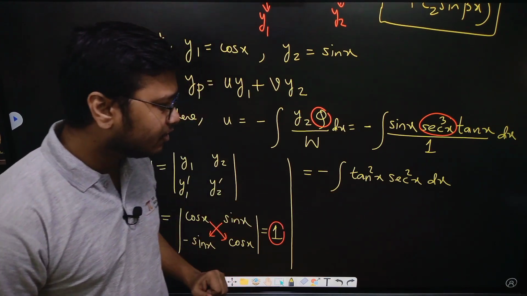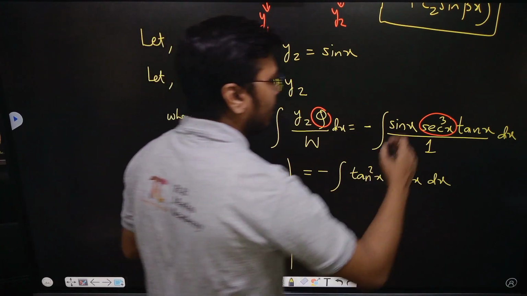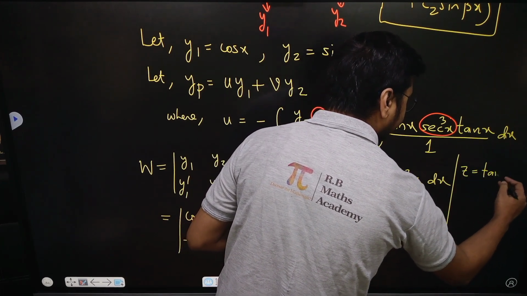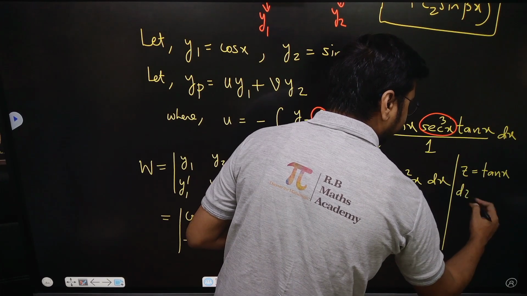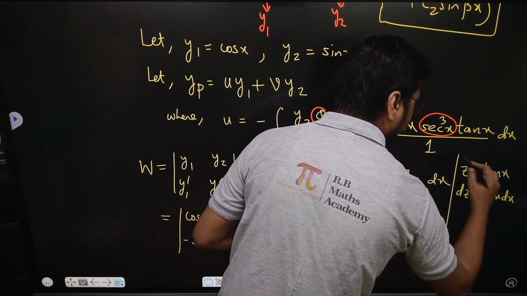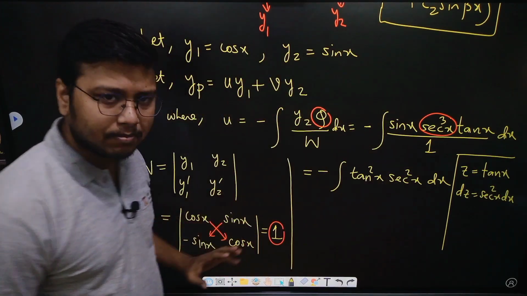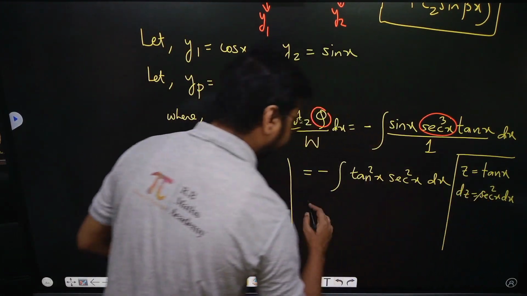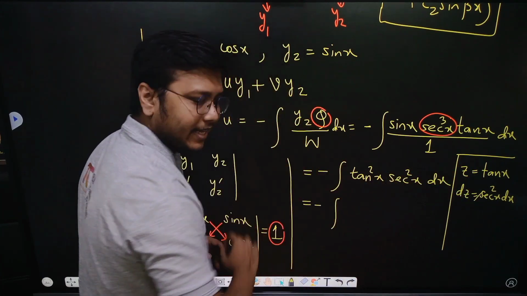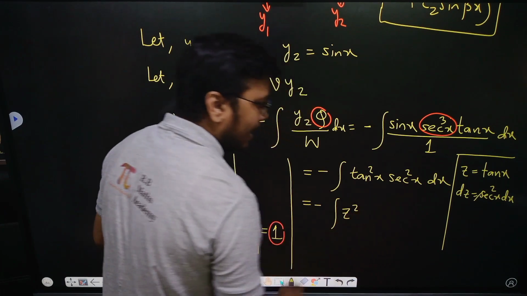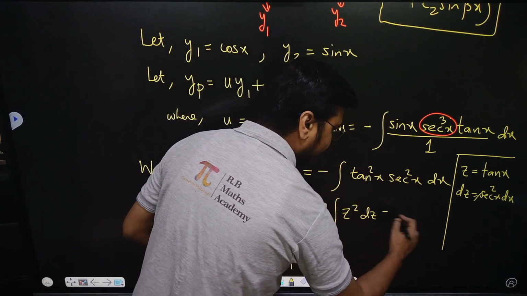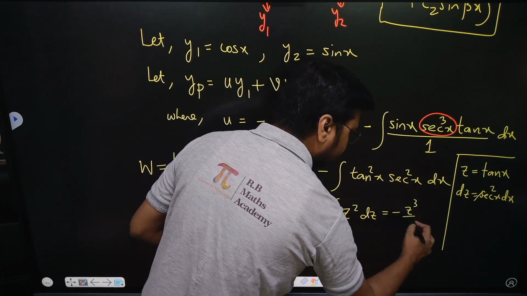Now in this integration we can make some simple substitution. We can make the substitution that z equals tan x. So that would give us dz equals sec square x dx, right? So that can be a very simple substitution over here. So we'll be getting minus, in place of tan x I've taken z, so that's going to be z square, and sec square x dx, that's going to be simply dz. So I will be having minus z cube by 3.